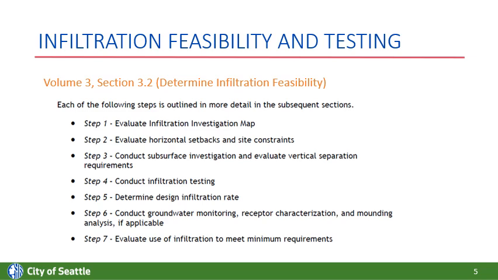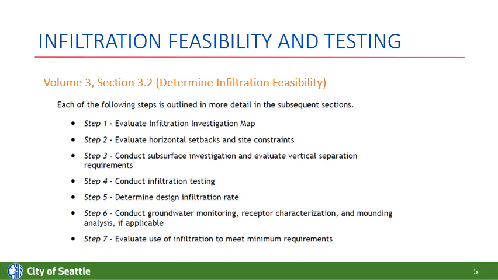So for step 1, evaluate the infiltration investigation map. This step will actually be conducted by the drainage reviewer for the preliminary assessment report. So that information will be available there, whether your site falls under the area of infiltration investigation not required. That map has been developed mostly to eliminate areas that are above steep slopes or in slide prone areas. And again, that process is already identified in the preliminary assessment report.